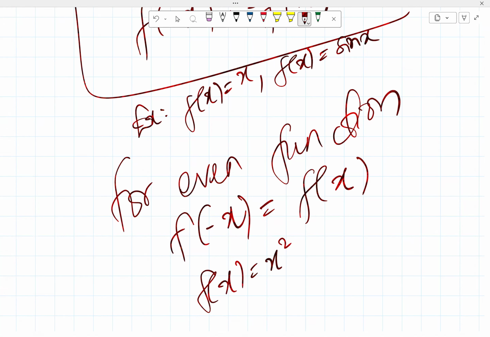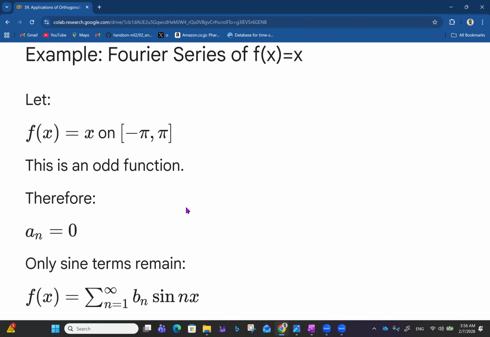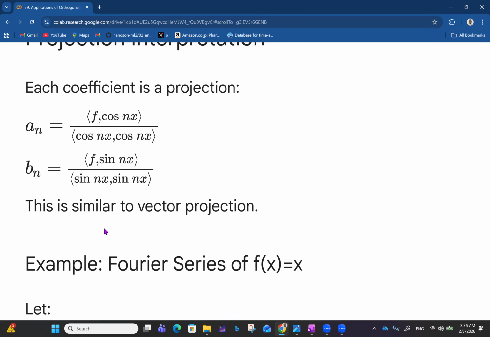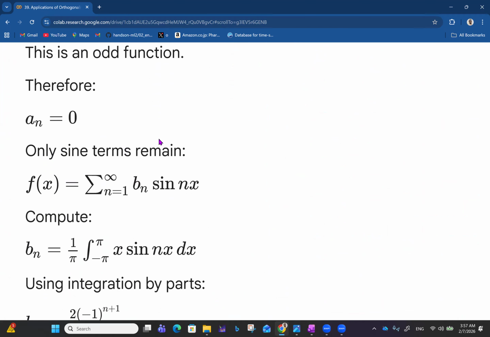If you put minus 2 you still get 4. The other one, f of x equals cos x, is an even function on the other hand. So that's the kind of idea we're working with. Because it's an odd function, therefore all our an are equal to 0. So the an you have here is just 0 straight up. That makes life somewhat easier.